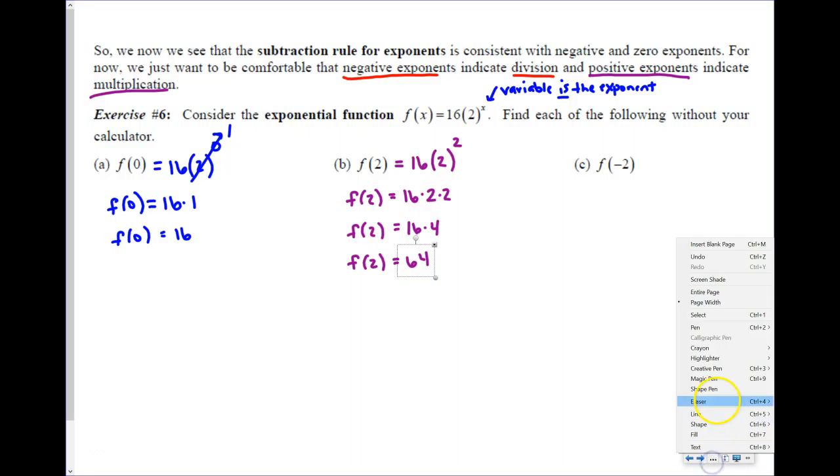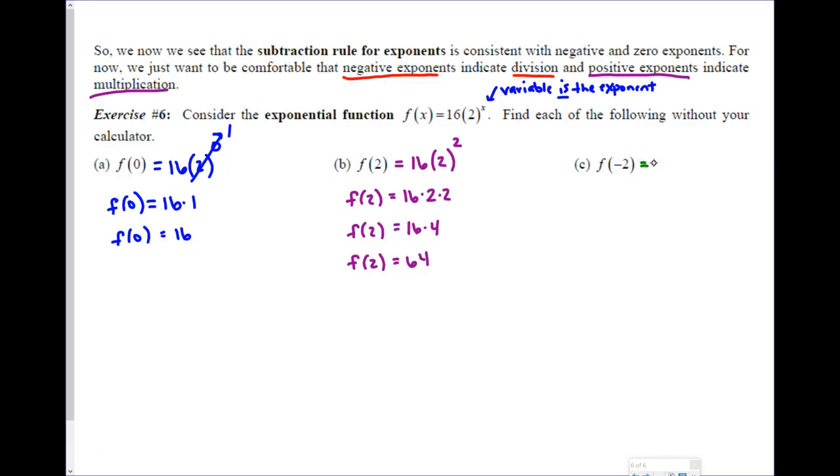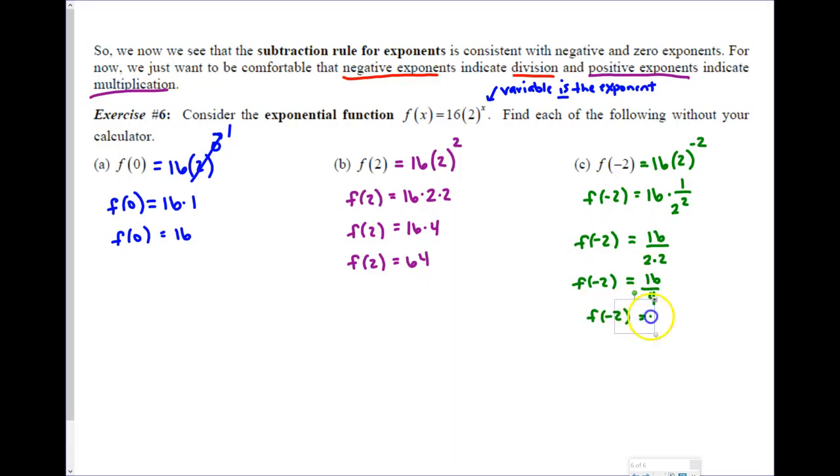Okay? And finally, f of negative x. This is going to equal 16 parentheses 2 raised to the negative 2. So let's be very careful here. Again, leave the 16. It's not being affected by the exponent at all. And this 2 to the negative 2 becomes 1 over 2 to the 2 because it's a negative exponent. I flip it and make the 2 positive. When I do that, I end up getting 16 over 2 times 2. And this becomes 16 over 4, and so I get a final answer of 4.